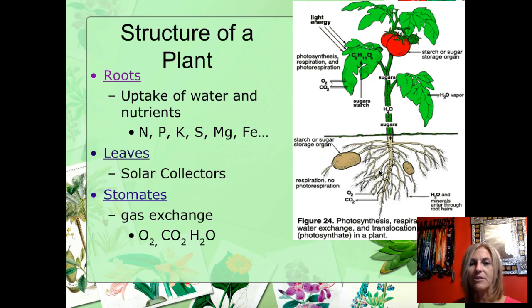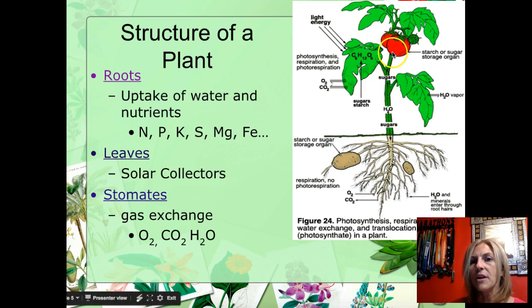So we talked about soybeans before, and they have those rhizobia that live in their roots, and they have that symbiotic relationship. They're going to take phosphorus, potassium, sulfur, magnesium, iron, all those things, and they're going to take it into their roots so they can assimilate them into larger molecules.